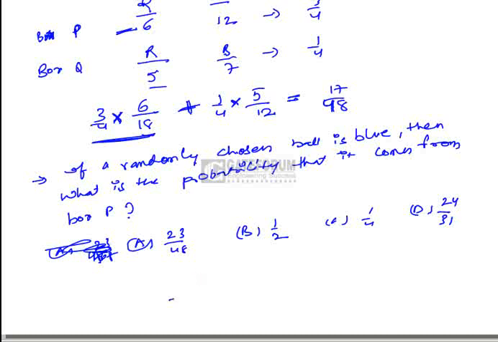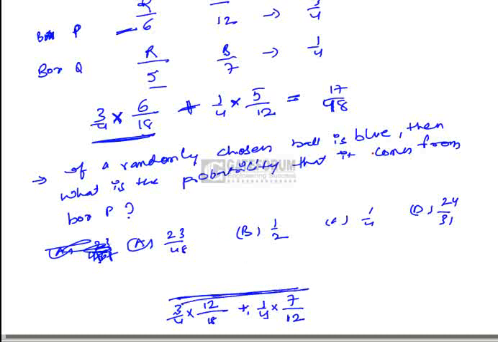Here the denominator contains the probability of selecting blue balls from the total number of cases, which will include the probability of choosing a blue ball from box P and the probability of choosing a blue ball from box Q. So the denominator will be the probability of choosing box P is 3 by 4, and choosing a blue ball in that, the total number of blue balls is 12 by the total number of balls in box P, 18, plus the probability of choosing box Q is 1 by 4 into the number of blue balls in box Q, 7, divided by the total number of balls, 12, 7 plus 5. So this will be the total number of cases.